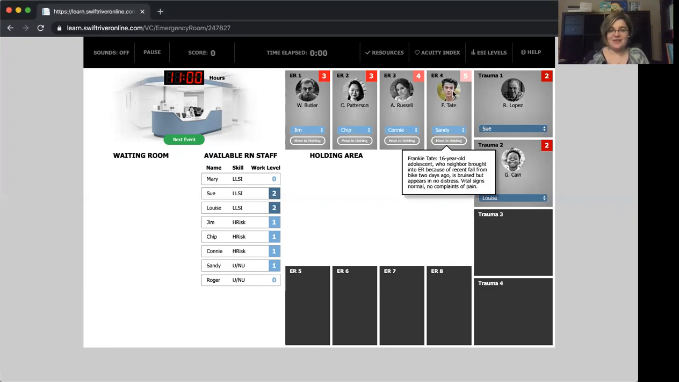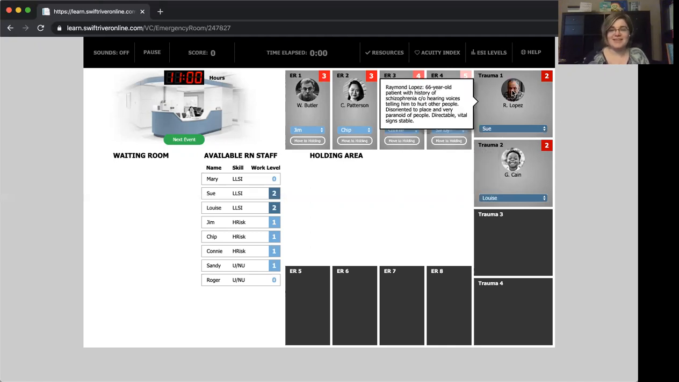As you can see, if you click over the patients who are already in the room, it will tell you why they're there. So this particular person fell off a bike 2 days ago. He's bruised, he has no distress, his vital signs are normal, and he has no complaints of pain. Obviously, he's a 5, and you're wondering, why is he even here? Whereas somebody like this patient has a history of schizophrenia, and he is complaining of hearing voices, and those voices are telling him to hurt other people. He's disoriented to place and paranoid. He's directable, and his vital signs are stable. So that's why he has acuity level 2.